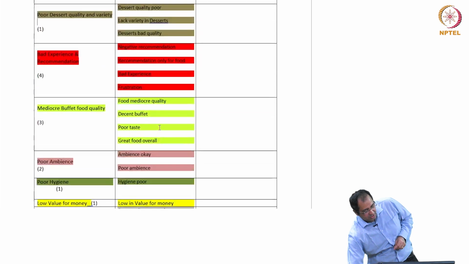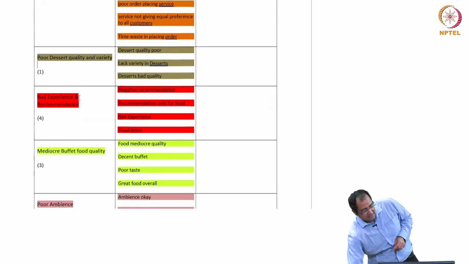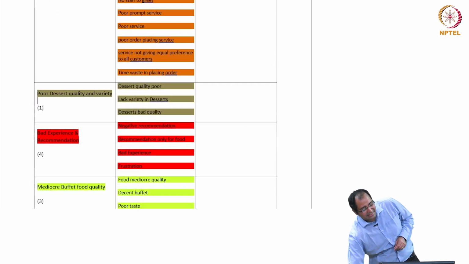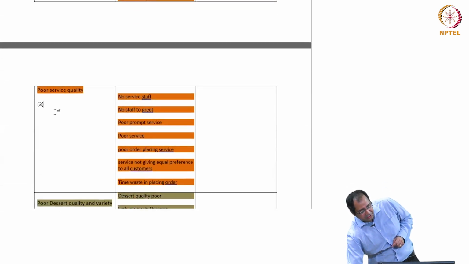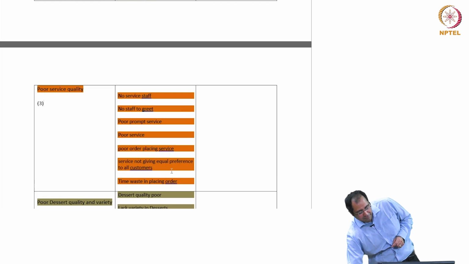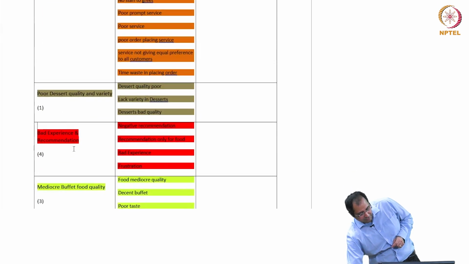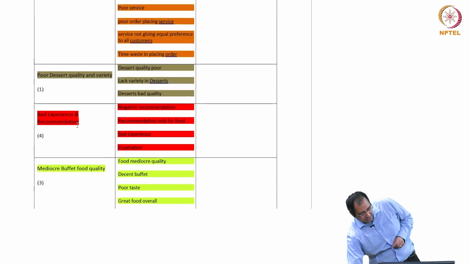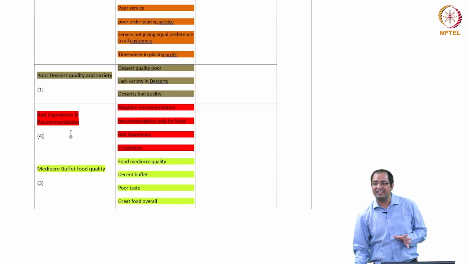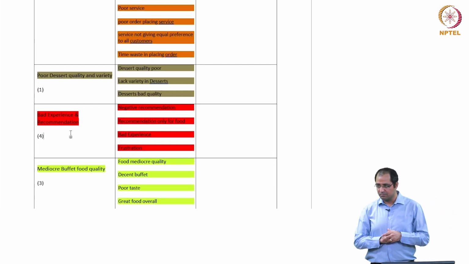The next one also. Now you see these themes are written, and what is written in the brackets is how many users, how many reviews are talking about this particular theme, which means these codes come from out of 5, from how many people? These come from 3, this comes from 1, this comes from 4, 3, 2, 1. So what is the 4 one? Bad experience and recommendation is coming from 4.